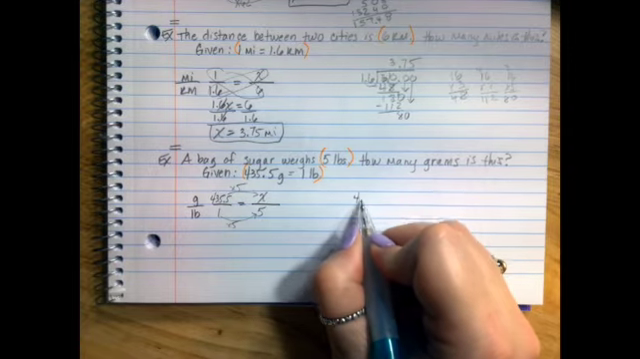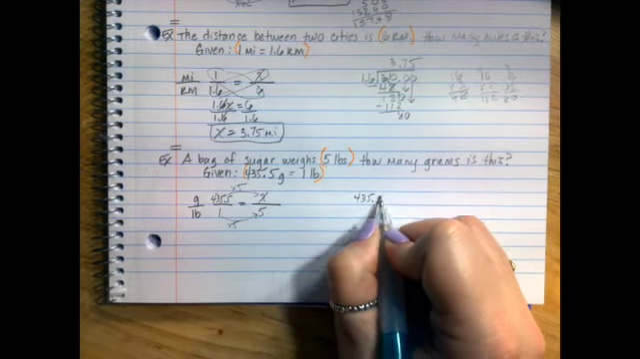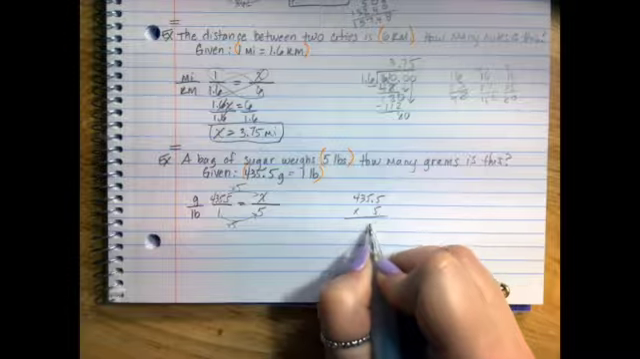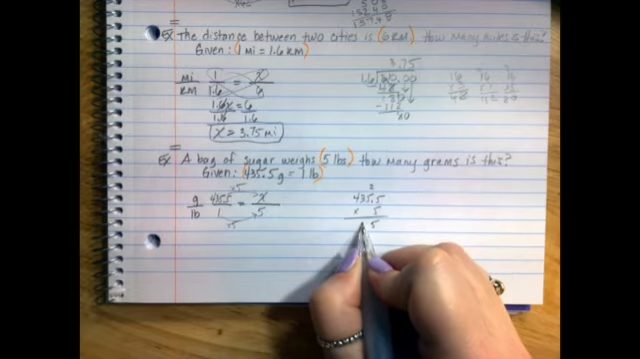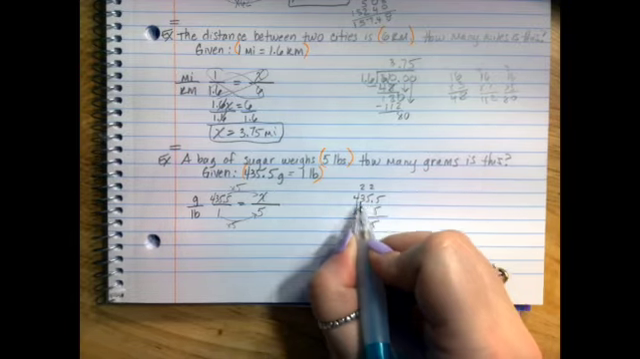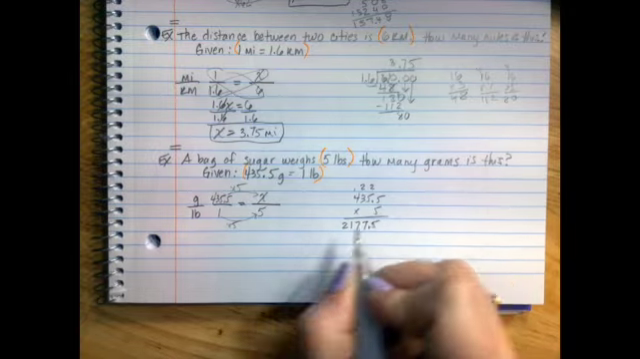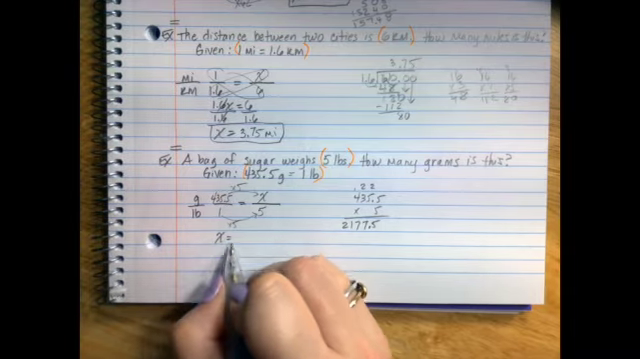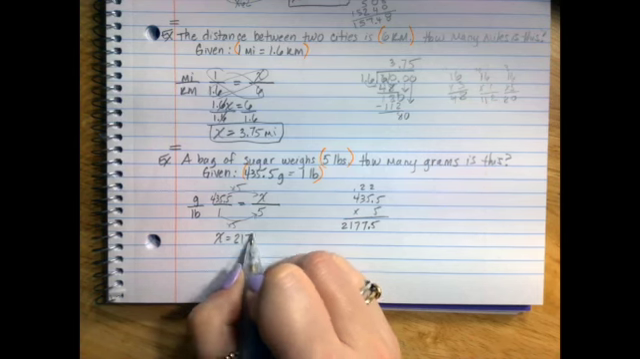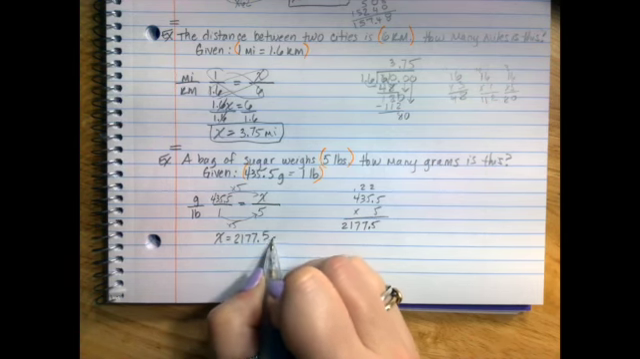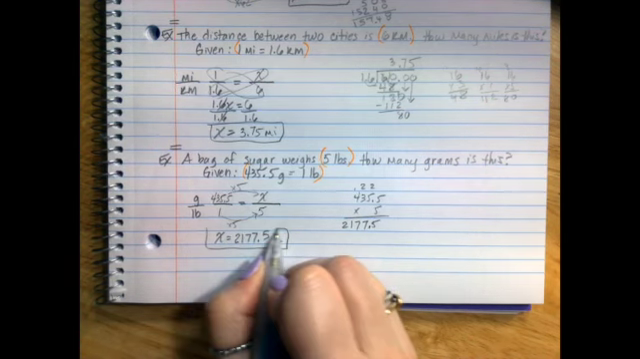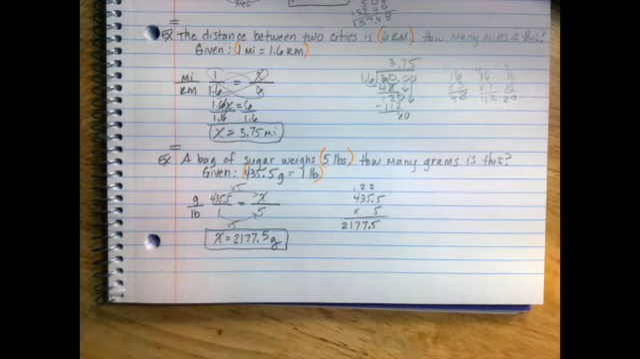So we're going to do 435.5 times 5. One number behind the decimal. So the x is 2,177.5 grams. Okay, hope this helped.